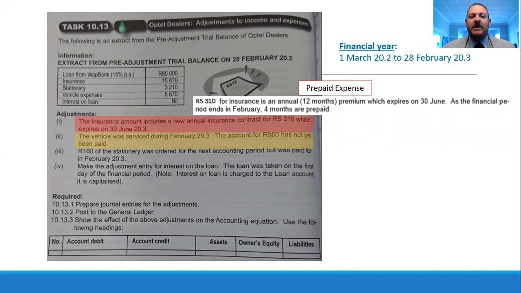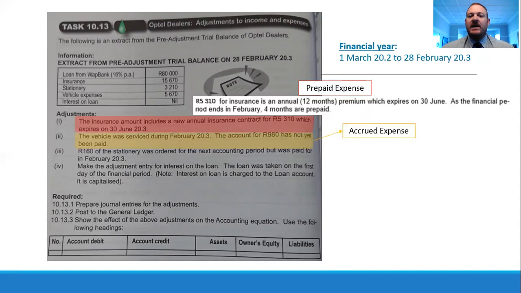The vehicle here was serviced during February 20.3, so the account of 980 Rand has not yet been paid. So that 980 Rand needs to be added to the current amount there on vehicle expenses. So the 5,670 Rand for this particular financial year is not enough. We need to now actually add another 980 Rand to that vehicle expenses account.